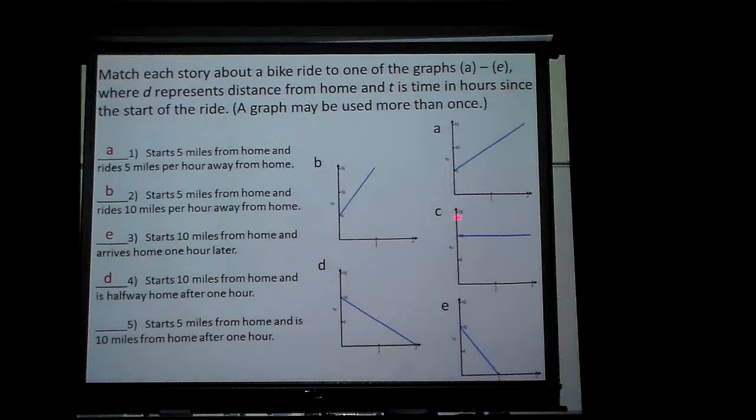I don't think it's B. The other one that starts with the 5 is A. And after 1 hour, he is 10 miles away. So the answer would be A. Notice how we can use the starting point and knowing whether we're traveling away or back towards home. A and B were away from home, going up. D and E were going back towards home. And C is pretty much just staying at the same place. That's how we can help interpret these graphs to help us find out which one of these it belongs to.